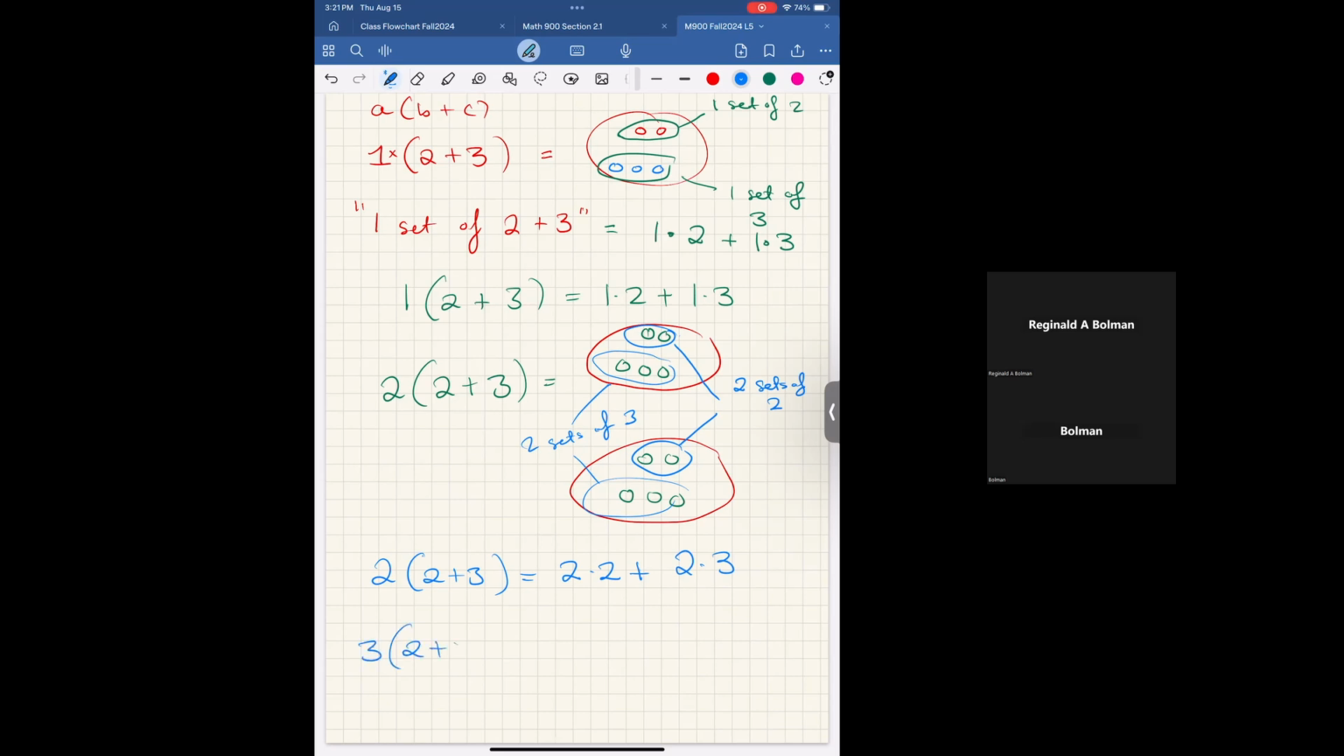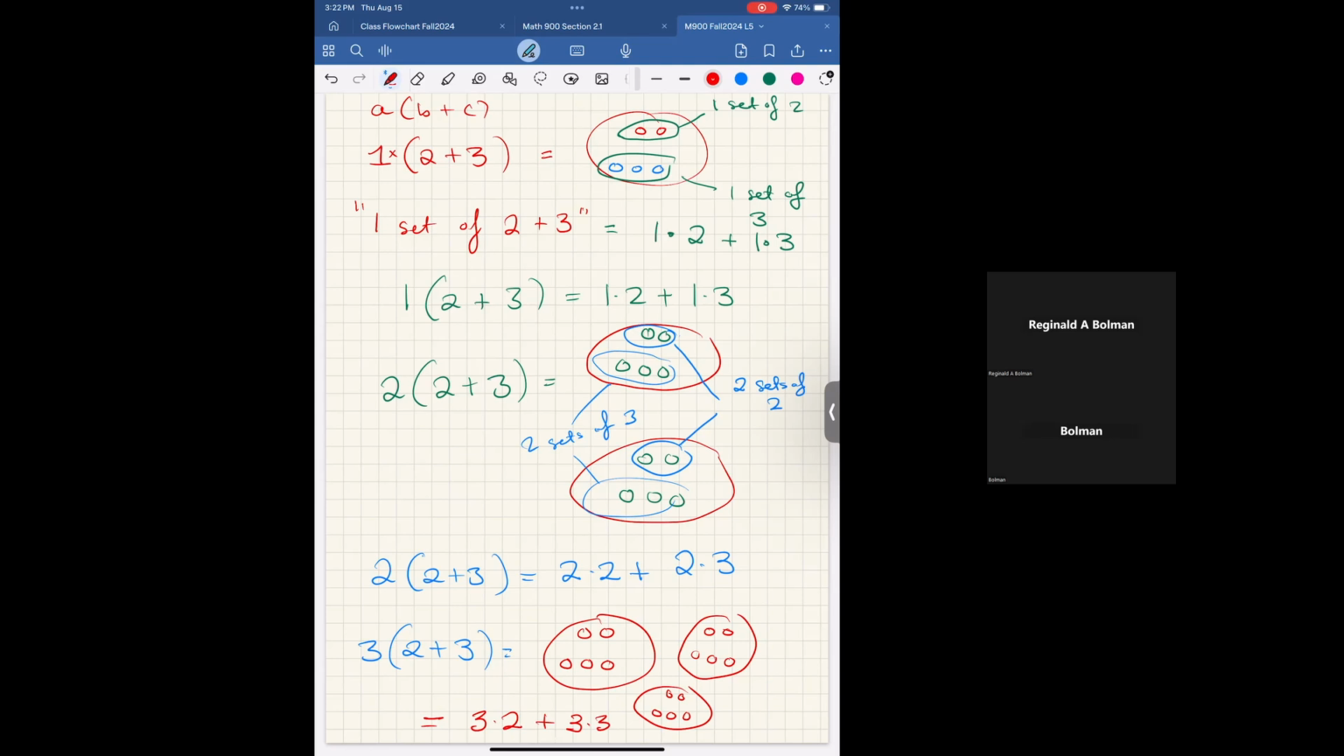Of course, we can demonstrate this by increasing A to be 3, because why not? And if we do 3 times 2 plus 3, or we say 3 sets of 2 plus 3, here you're going to draw your 3 bubbles. You're going to put your balls or your marbles inside of the bubble. And I hope you guys can see that, just like before, you're going to now have 3 sets of 2 and 3 sets of 3. So this is why the distribution law works.